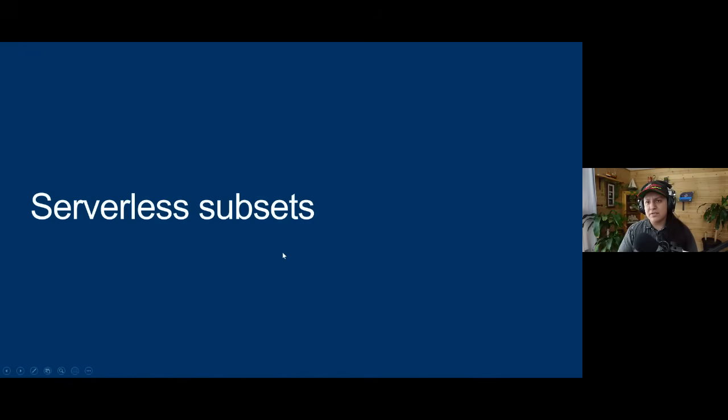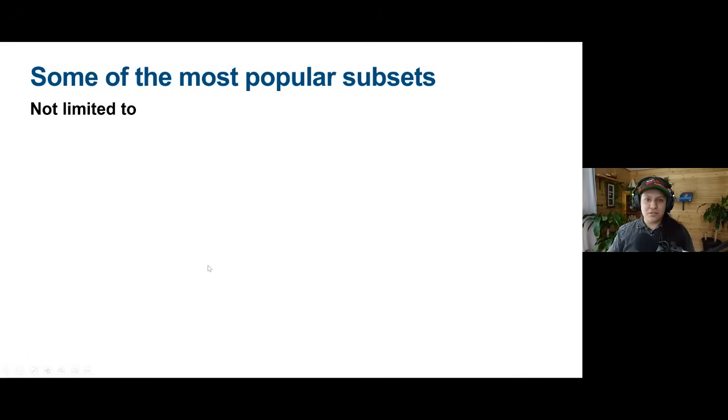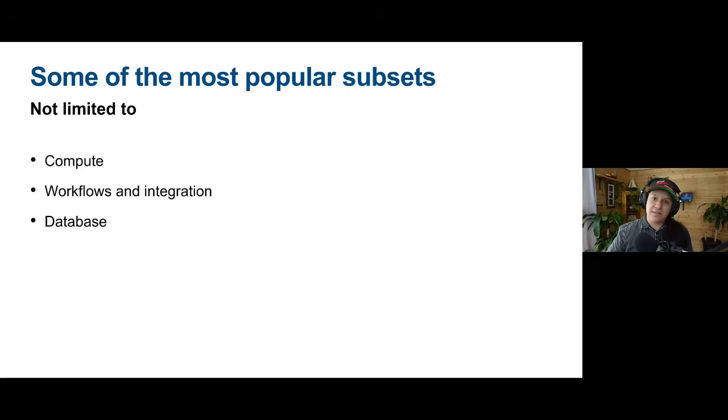Let's dive into the serverless subsets. The most popular ones, I can't cover every single one of them because there are a bunch, and I think you might be surprised at what would actually be considered here. But let's dive into some of the most popular ones. So we have compute, things like serverless containers, serverless functions. We have workflows and integration, which is probably one of my favorite subsets, and we'll get into that a little later. And then we have database, so we have things like Azure Cosmos DB, and then we have storage. We have your blob storage or your unstructured storage that you could utilize in a serverless way.